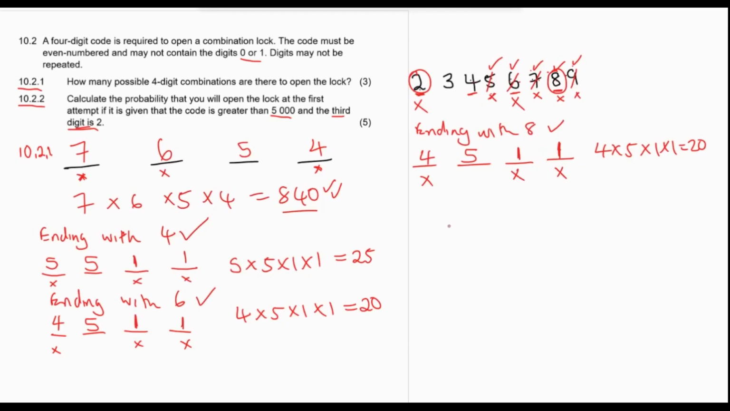And remember, when it's "or", we add. So now the total number of combinations that meet these conditions is going to be 25 plus 20 plus 20, which is equal to 65. But remember, we're required to calculate probability. And probability is the number of combinations meeting the conditions, which is 65, divided by the total number of possible outcomes, which is 840, which is 13 over 168.